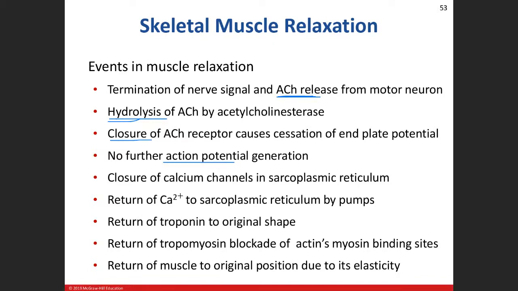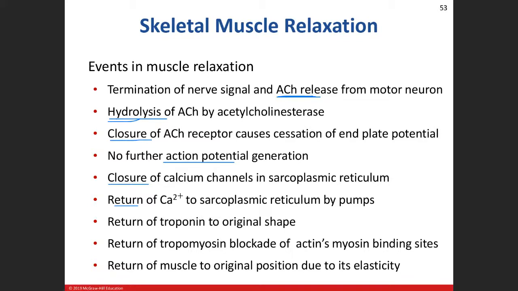And if there's no action potential, then those voltage-sensitive calcium channels located on the terminal cisterna and on the sarcoplasmic reticulum close. So calcium is no longer getting released from the sarcoplasmic reticulum, and at the same time, our calcium ion pumps are pumping calcium back into the sarcoplasmic reticulum. So calcium returns to the sarcoplasmic reticulum through those pumps. And since calcium's not available, guess what?